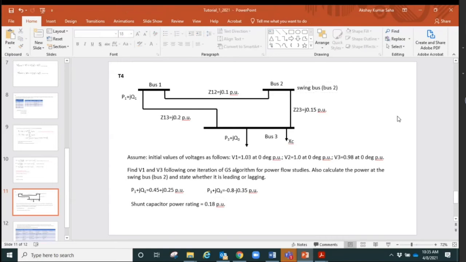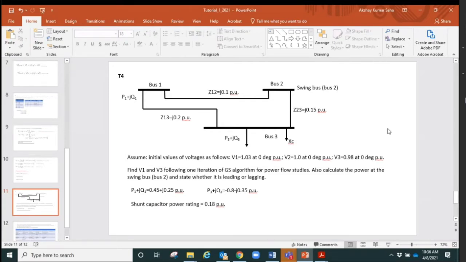I was mentioning the other day that sometimes we don't find bus 1 as the swing bus or the reference or the slack bus. It can be a different bus depending on where the highest generation facility P and Q are located. Now the admittances between the buses, meaning the interconnecting lines, are given: Z12, Z23 and Z13, and there are other P and Qs.